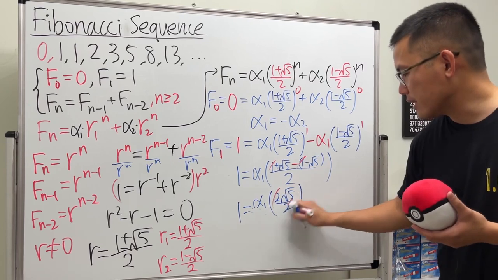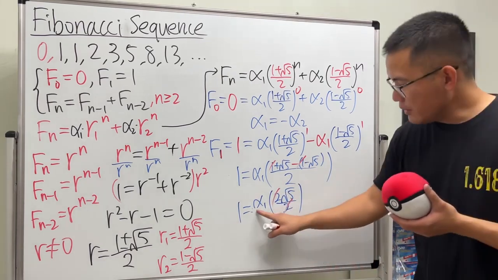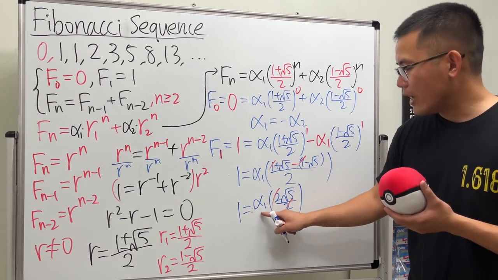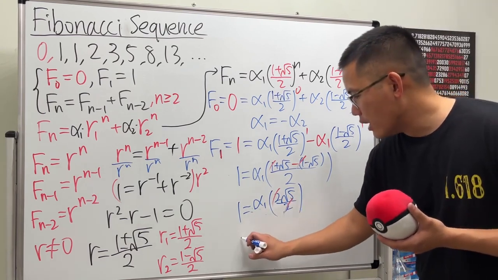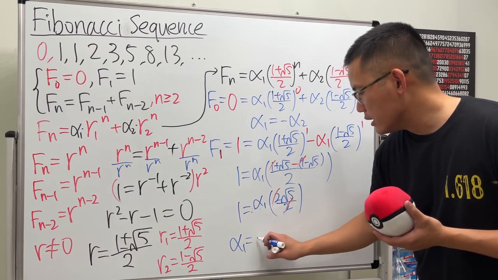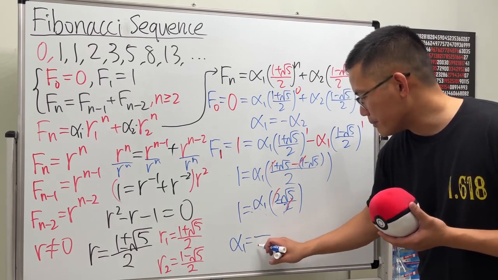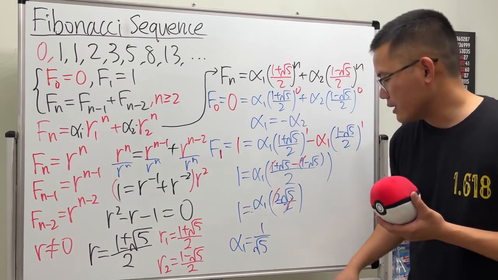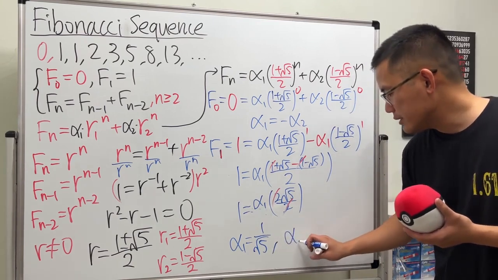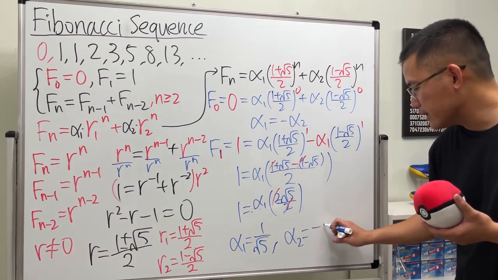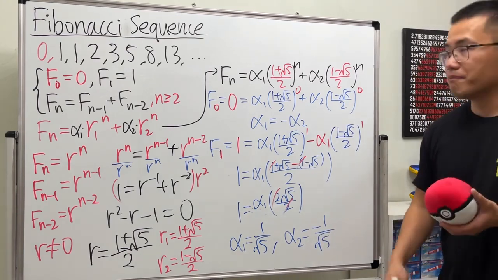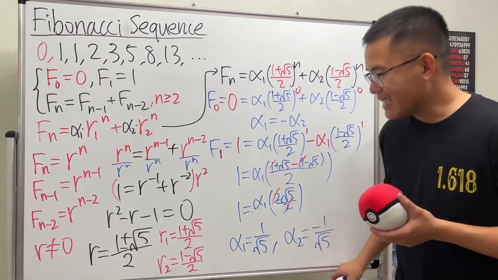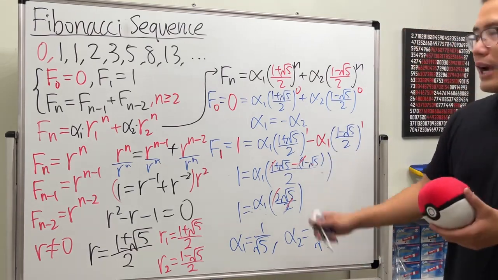And then of course we can cancel this out. Have a look. 1 is equal to alpha 1 times square root of 5. We can divide the square root of 5 on both sides. So alpha 1 equals 1 over square root of 5. And then this will tell us alpha 2 equals negative 1 over square root of 5. And we're done. Of course, lastly, I will just write down everything for you guys.